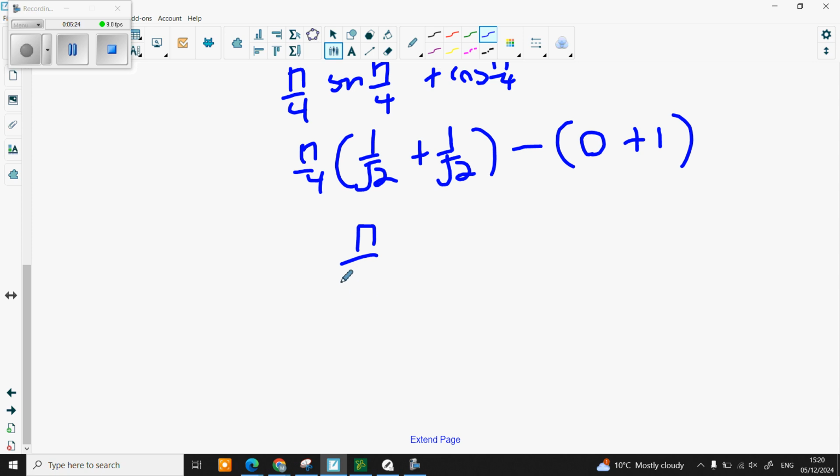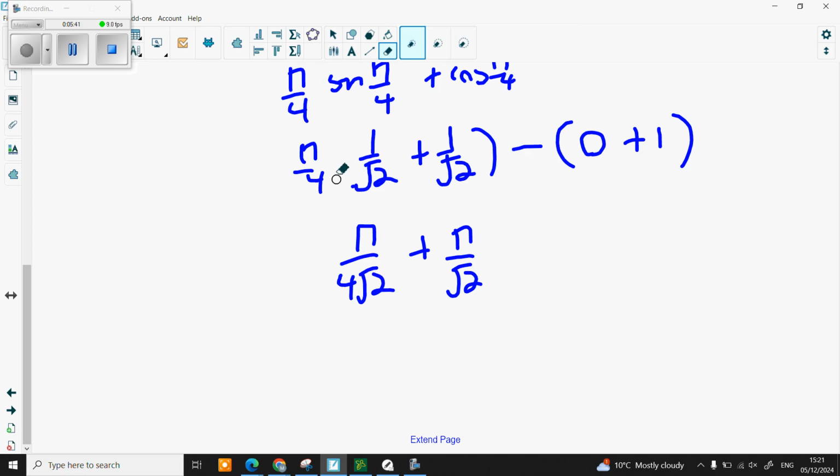So just give me a minute. Have I done anything wrong here? Oh, the pi only multiplies the first one, not the second one. Thank you. Sorry, guys. The pi only multiplies by the sine, not the cos. So the cos is still just 1 over root 2. Thank you. And then take away the 1 then, isn't it? And you could give it a common denominator if you want. You could put it in decimals if you want, but that's your answer, isn't it? Whatever way you want to work that.